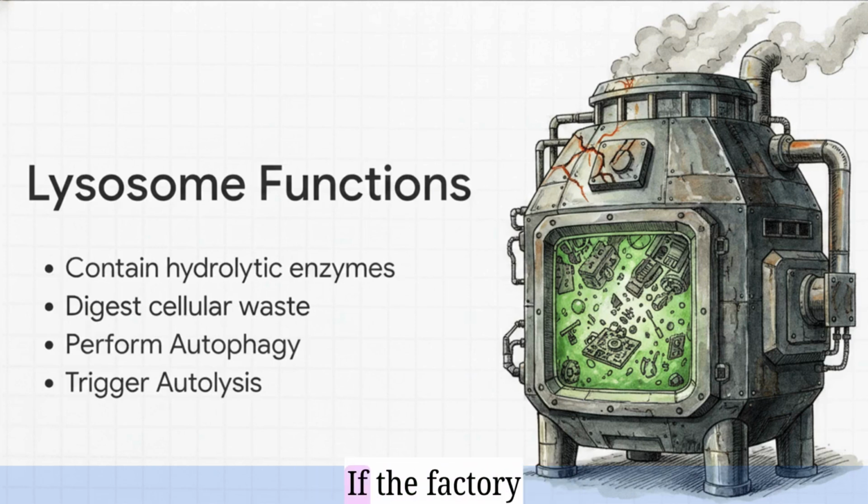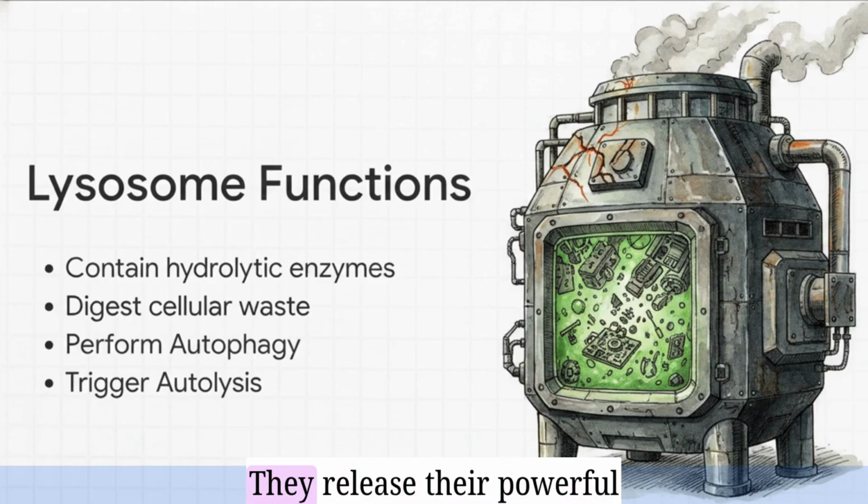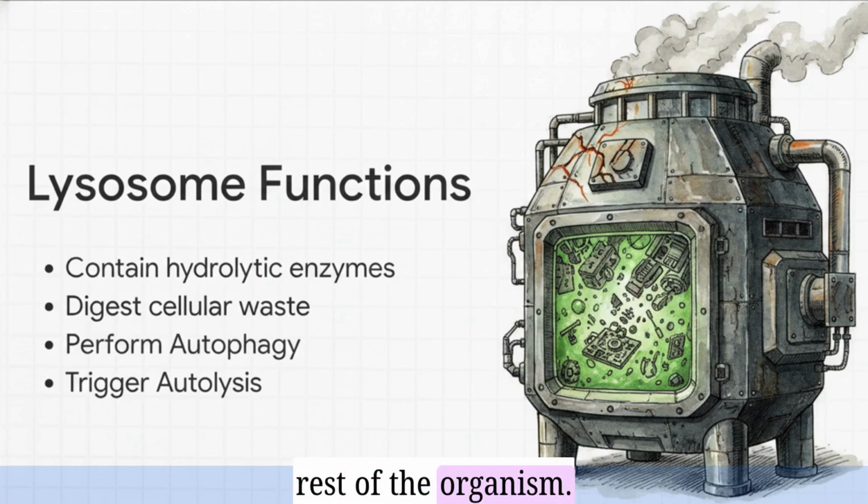But here's the catch. If the factory is severely damaged or infected, these sacs will purposely rupture. They release their powerful enzymes and digest the entire cell, just to protect the rest of the organism. That self-destruction is called autolysis, hence the nickname suicide bag.